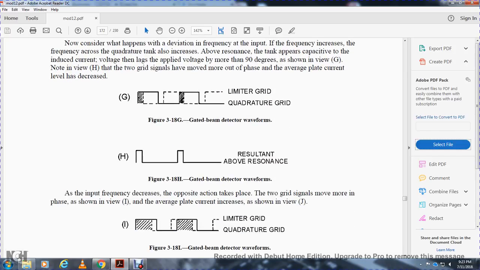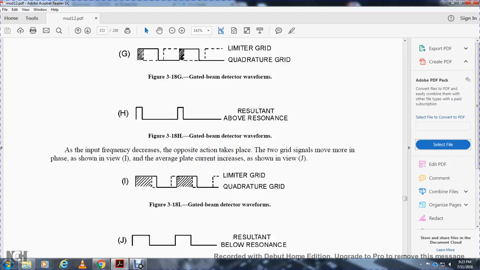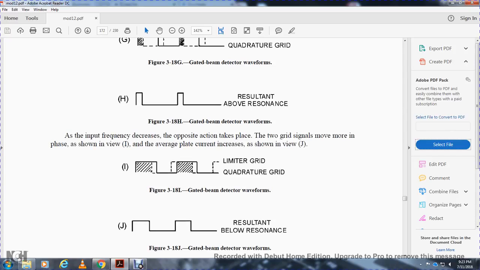As the input frequency decreases, the two grid signals move much more in phase, as shown in view I, and the average plate current increases, as shown in view J. These are the limiter grid, quadrature grid, and gated beam detector waveforms below resonance.